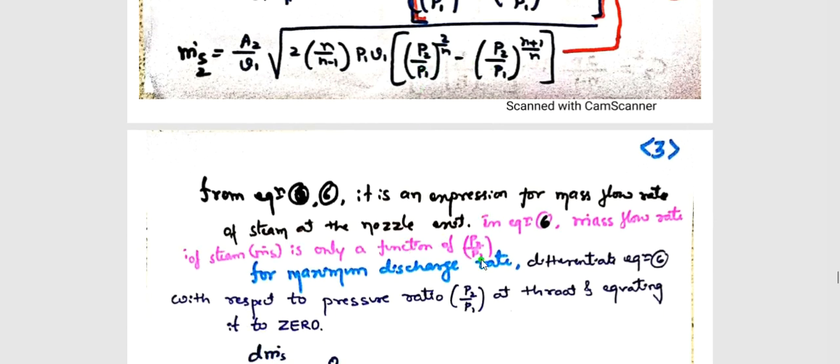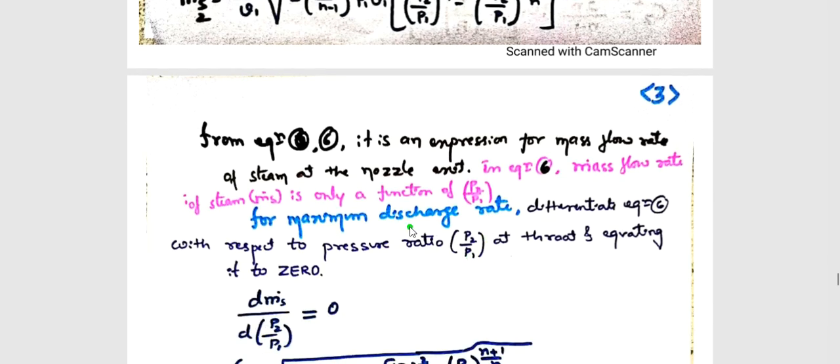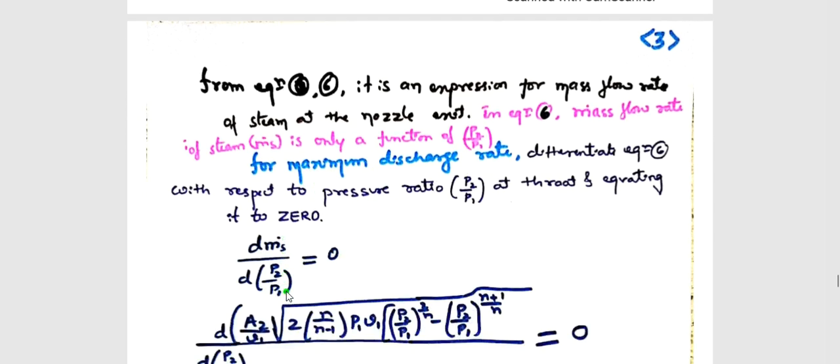So I have written the same equation here. It is a function of P2 by P1. In mathematics you studied the maxima and minima condition: differentiate with respect to the independent variable and equate it to 0, and you will get the maximum condition. I hope you remember, you did this in the second or third semester. So differentiate equation number 6, that is the mass flow rate, with respect to the independent variable.